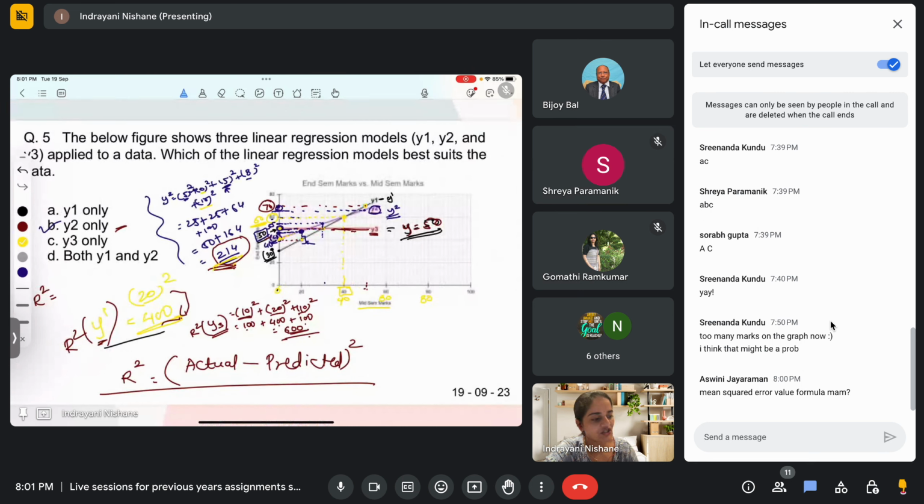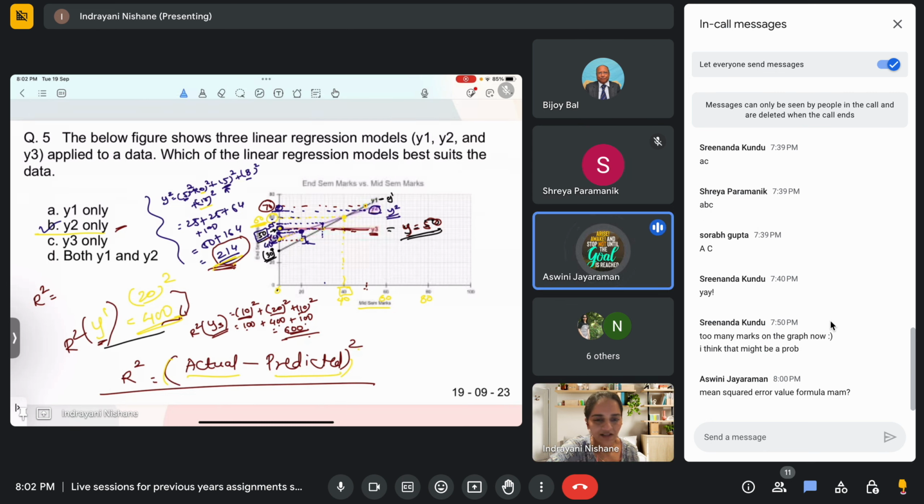So which seems to be best fit or best suited for our data? Option B, y2 only. There's only one simple formula, Ashwini ji: actual value minus predicted value, and you have to consider the square of it. That will give you the squared error, and that error square value should be minimum. That's what theory says. Very simple. Yes, squared error.